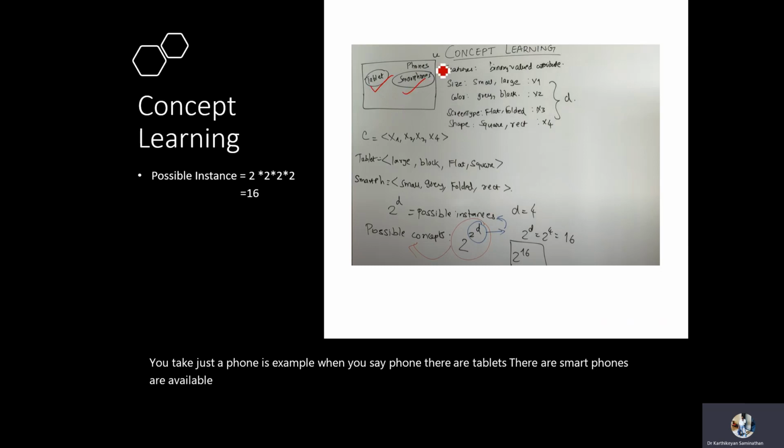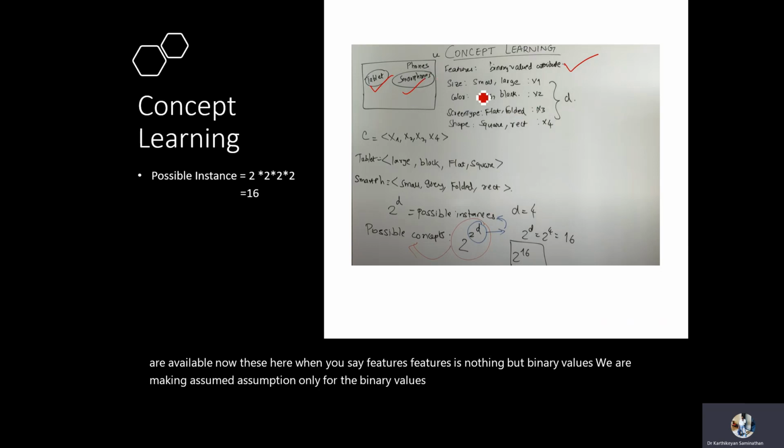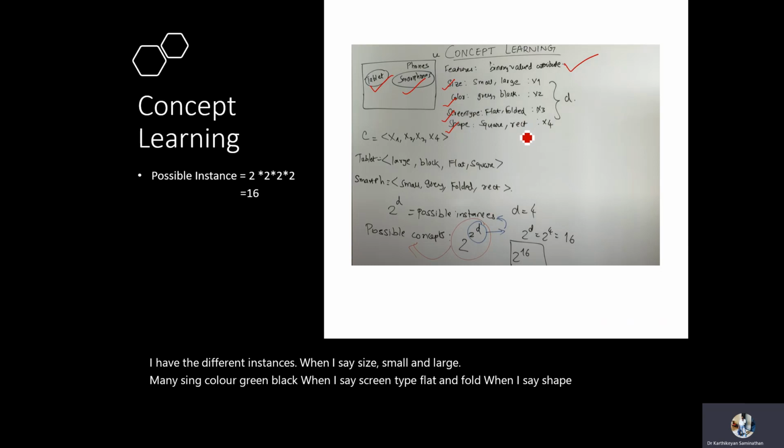Now when you say features, they are nothing but binary values. We are making the assumption only for binary values. When I say phone, I have different features: size, color, screen type, and shape. There are 4 features, and for each feature I have different instances. Size: small and large. Color: gray and black. Screen type: flat and fold. Shape: square and rectangle.